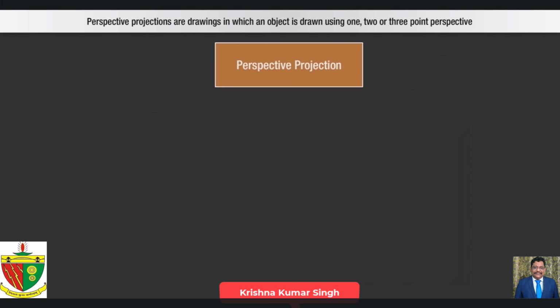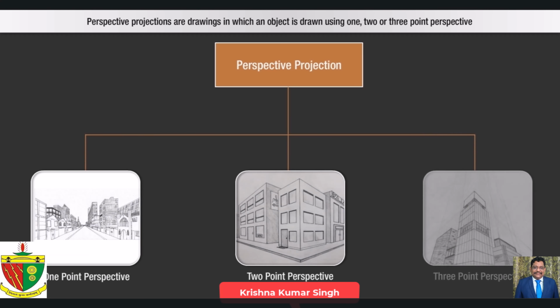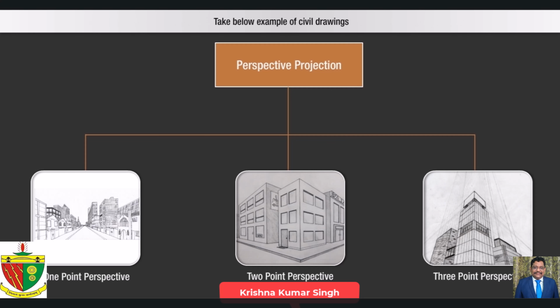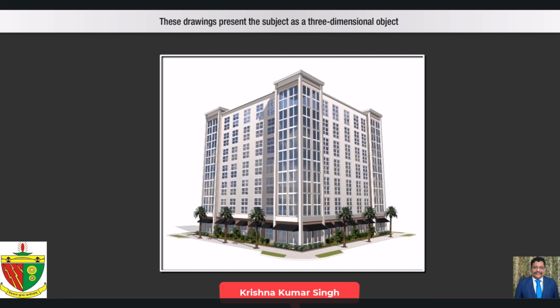Perspective projections are drawings in which an object is drawn using 1, 2, or 3-point perspective. Take the below example of civil drawings. These drawings present the subject as a three-dimensional object.